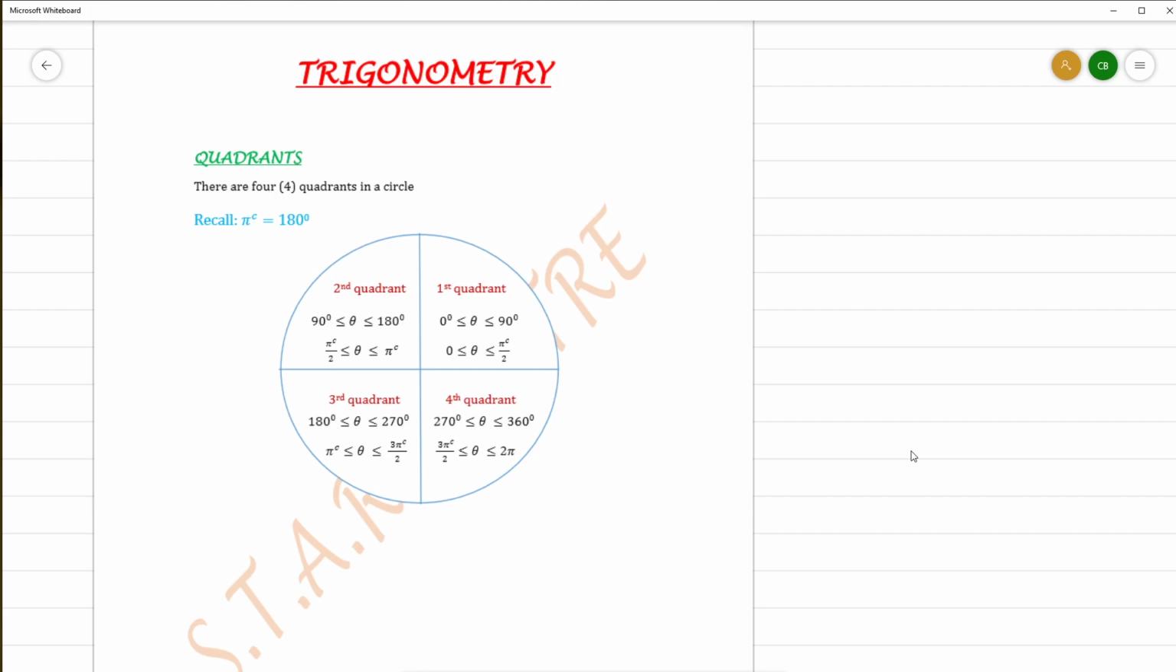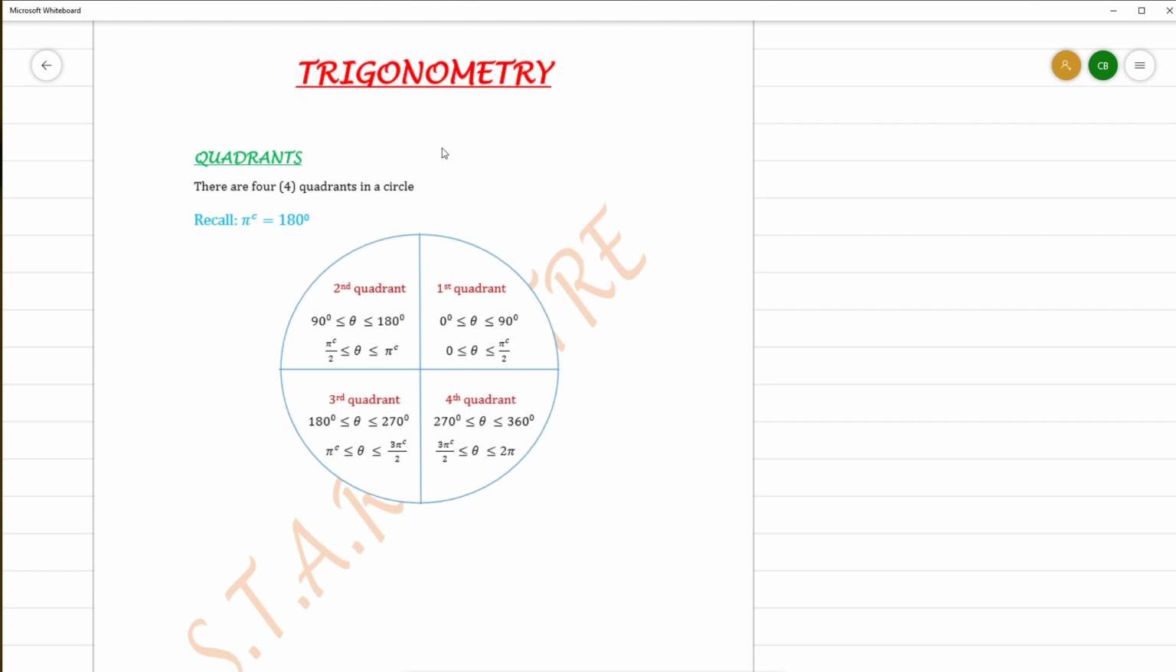Hi everyone, welcome to part 2 of trigs. This tutorial will deal with quadrants as well as solving simple trig equations. So the first thing we are going to look at would be quadrants.